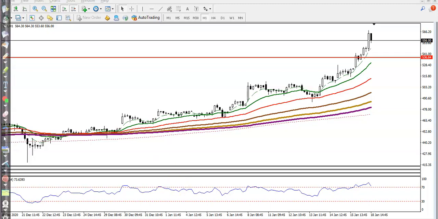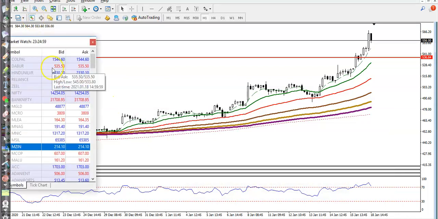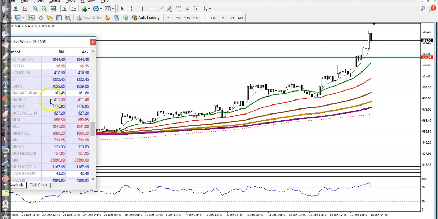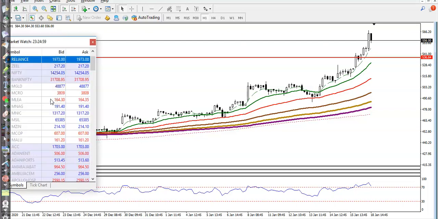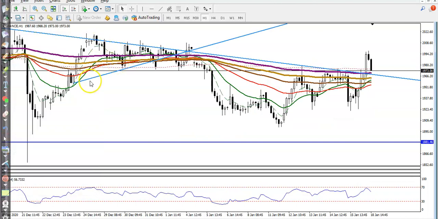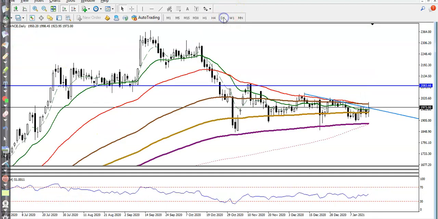Next you can see our Reliance. Let's jump to Reliance, because Reliance was running in a sideways market the last few days. Reliance, yeah, this is Reliance. Let me remove this graph, and this is the H1 chart. Here you can see price was running in a sideways market, consolidating in this area, somewhere here.